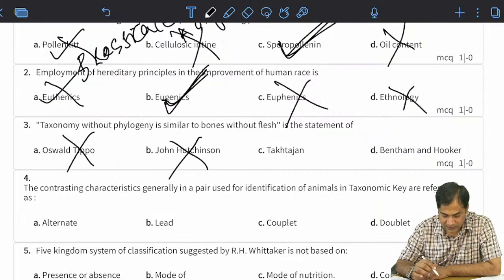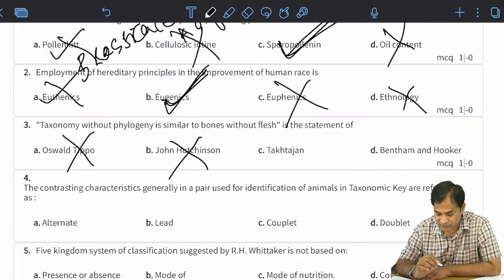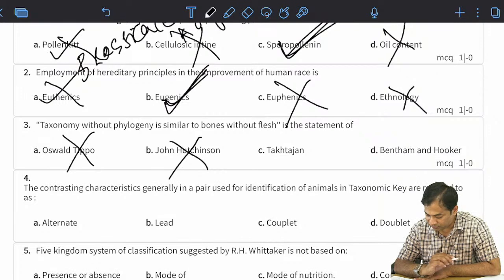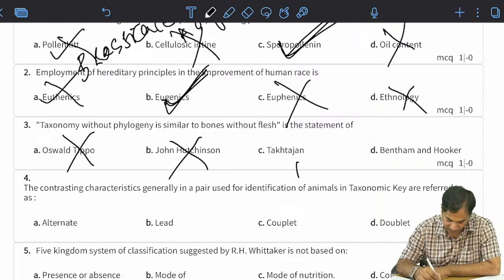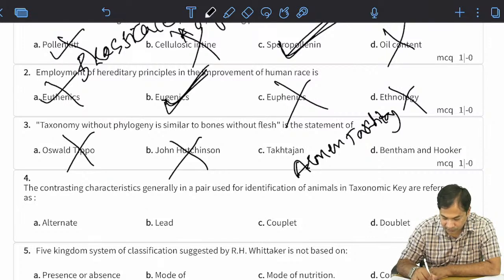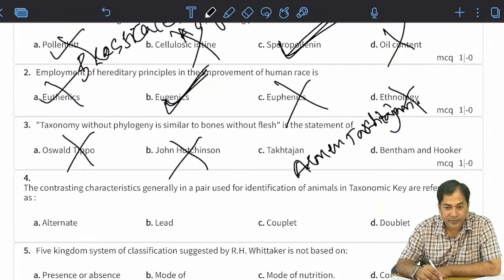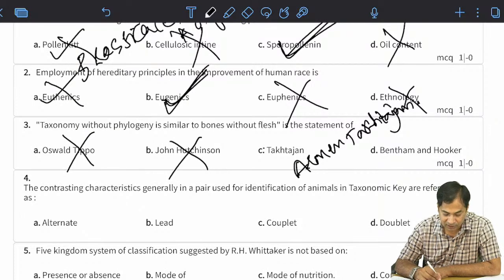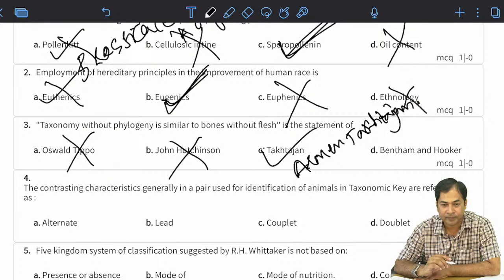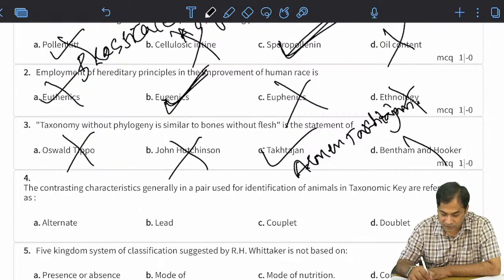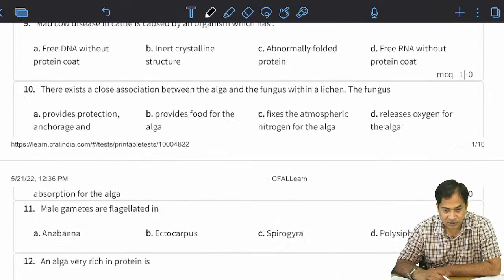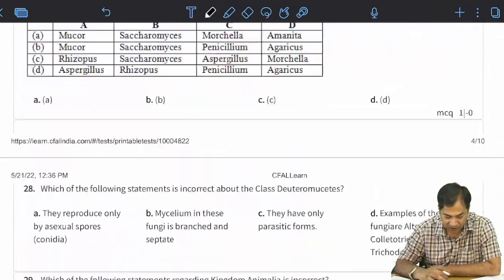Then Takhtajan, his full name is Armen Takhtajan. He has mentioned phylogeny, or evolutionary relationships of the organism. So option C, Takhtajan, should be correct. Then Bentham and Hooker is wrong because their full names are George Bentham and Joseph Dalton Hooker.